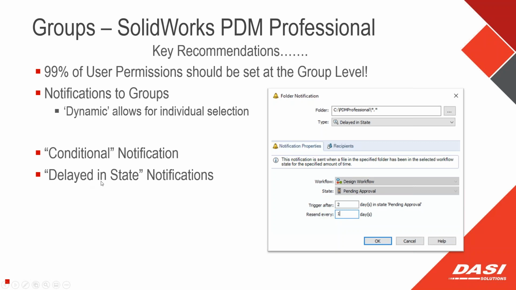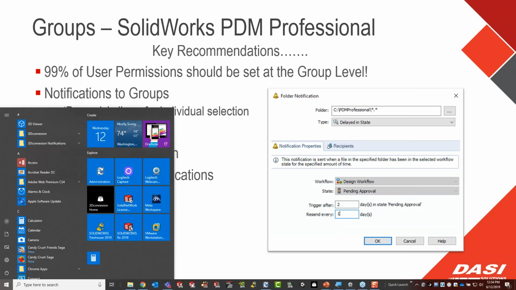Delayed in state, though, this is the one where people are out of the building for a variety of reasons, might be on vacation and you just don't know, that if the file stays there for long enough, we can have an activity take place. Now, this is what the box actually looks like. But again, I'm going to dive back into the admin tool here to show you exactly where this is.